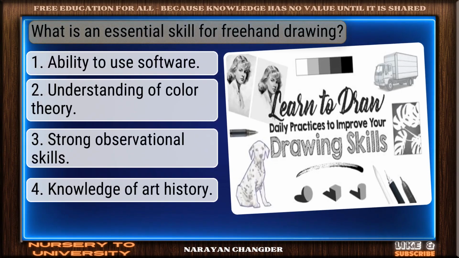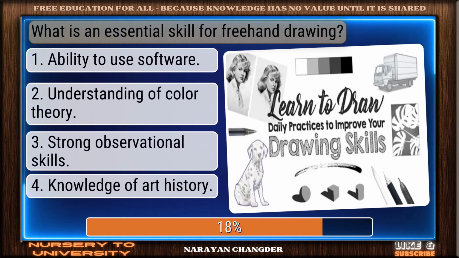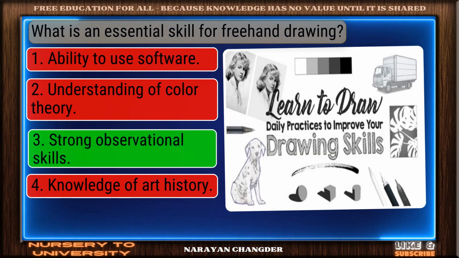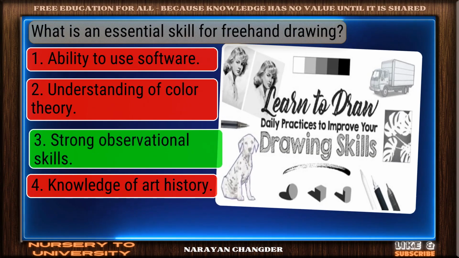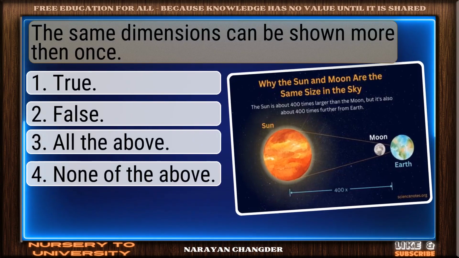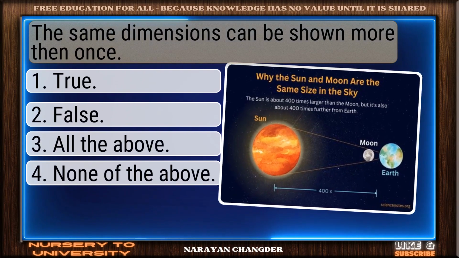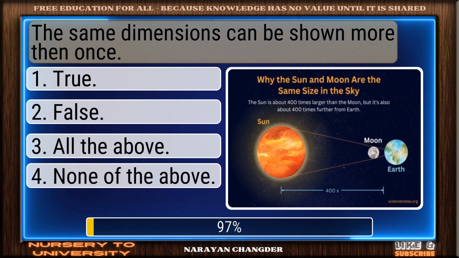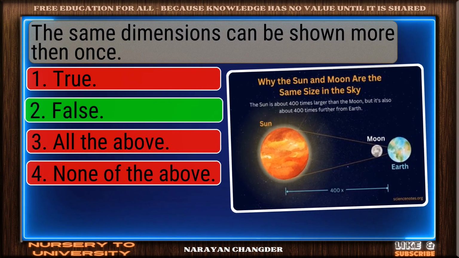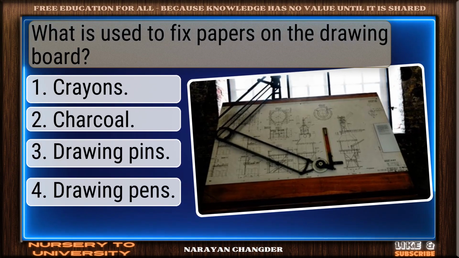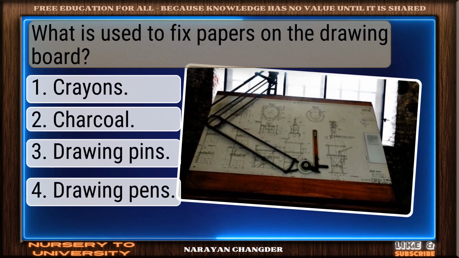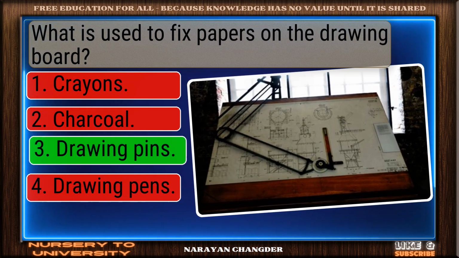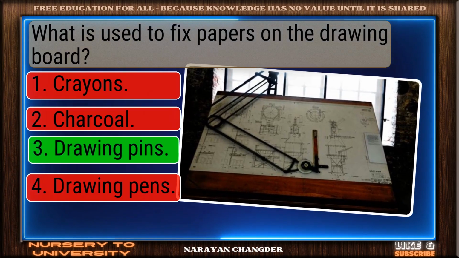What is an essential skill for freehand drawing? You chose strong observational skills. Correct. The same dimensions can be shown more than once. Perfect. False is the one. What is used to fix papers on the drawing board? Good thinking. Drawing pins is right.